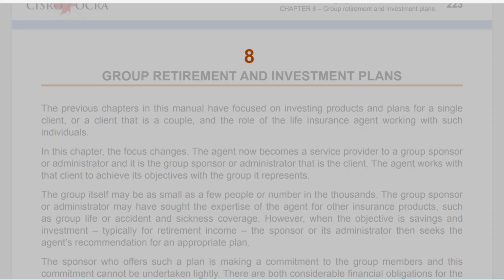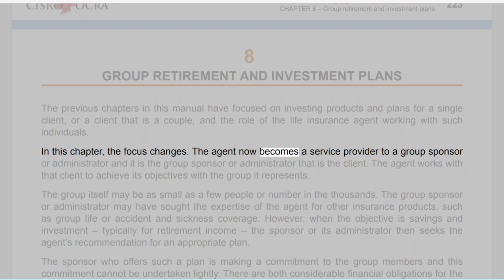8. Group retirement and investment plans. The previous chapters in this manual have focused on investing products and plans for a single client, or a client that is a couple, and the role of the life insurance agent working with such individuals. In this chapter, the focus changes.